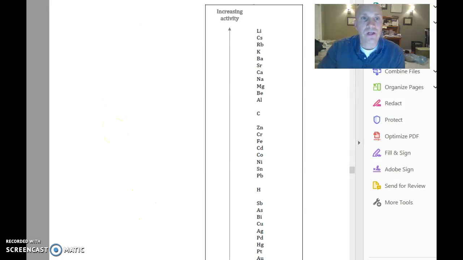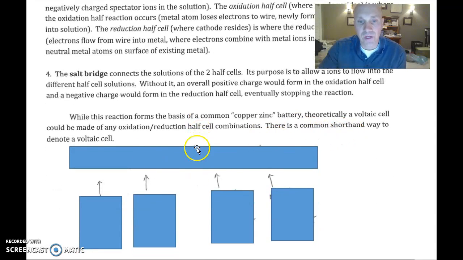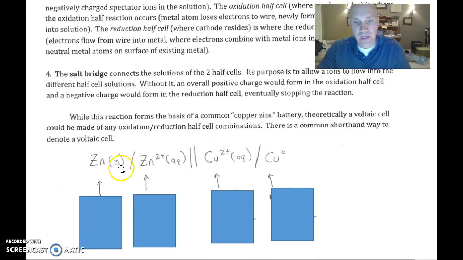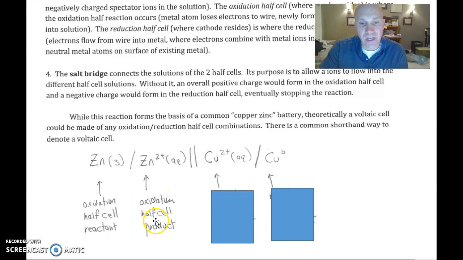All right. So a way to draw what you're doing in a battery is to use this little shorthand notation. All right. And here's the way it would work. What we're going to show here on the far left, and by the way, I should put solid here instead of copper 0. If you think about it, copper 0 would be neutral copper metal, and so that would be solid. So the thing on the far left is going to be the oxidation half cell reactant. You put a little slash next to that. You're going to have the oxidation half cell product.